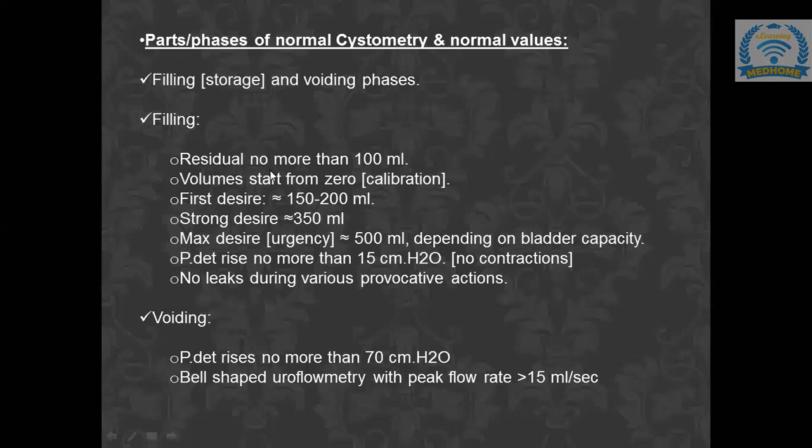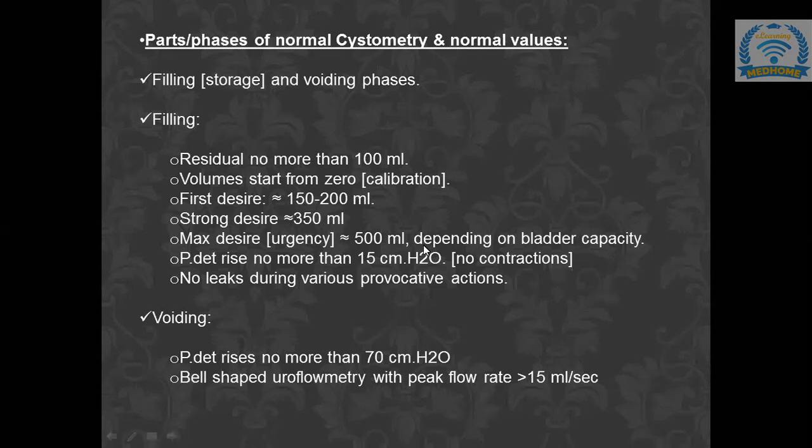In the filling phase, the residual urine volume should not be more than 100 ml. And the volume starts to fill from 0. Now, when the patient has the first desire to pass urine, the amount of urine in the bladder will be around 150 to 200 ml. When she has a strong desire to pass urine, the amount will be 350 ml. But when she has a maximum desire or the urgency to pass urine, that is 500 ml.